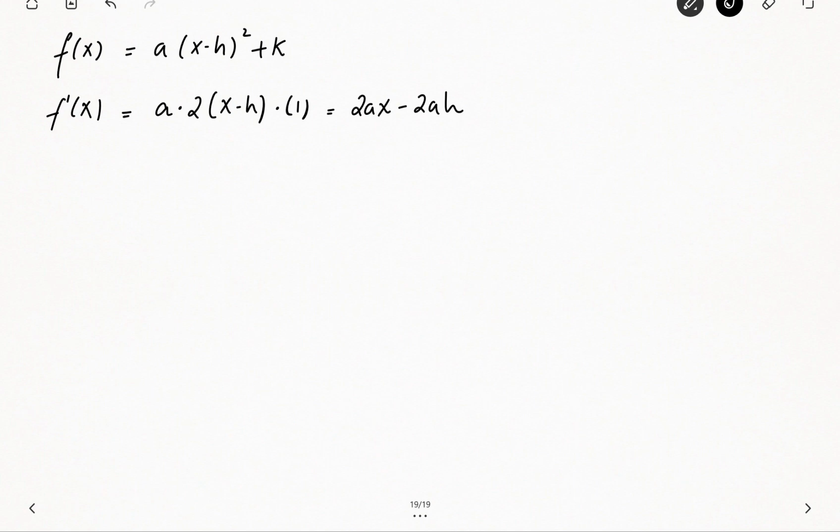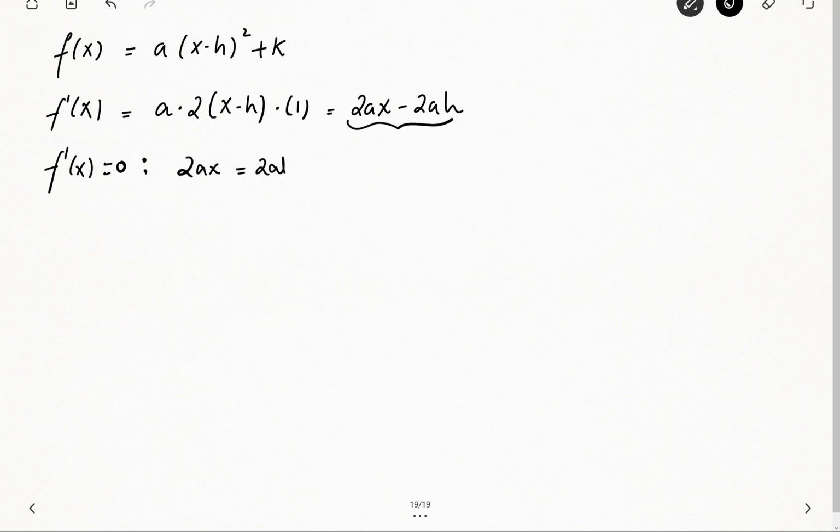And then again, to find the critical value of that function, all you have to do, as we've been doing before, is to take the derivative and set it equal to 0. So when you set this term equal to 0, you get 2ax equals 2ah. The 2's go away, the a goes away, and you get that x equals h is going to be the critical value, and we saw that in the graph as well. The critical value exists at the x coordinate of h.